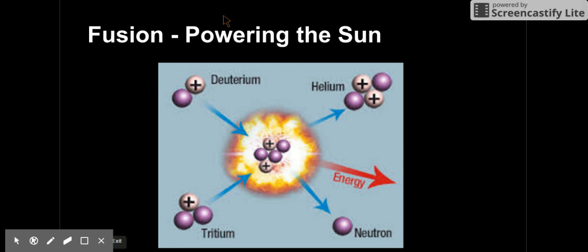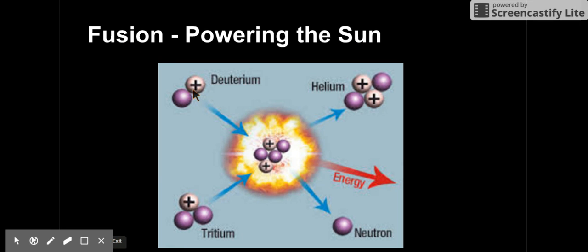Fusion is powering the sun in this way. And I'd like to point out something that I like to use to remember what fusion and fission is. Fusion uses this U, which matches well with the U in sun. If that helps you remember, then that's great. Fusion with a U is what powers the sun with a U.